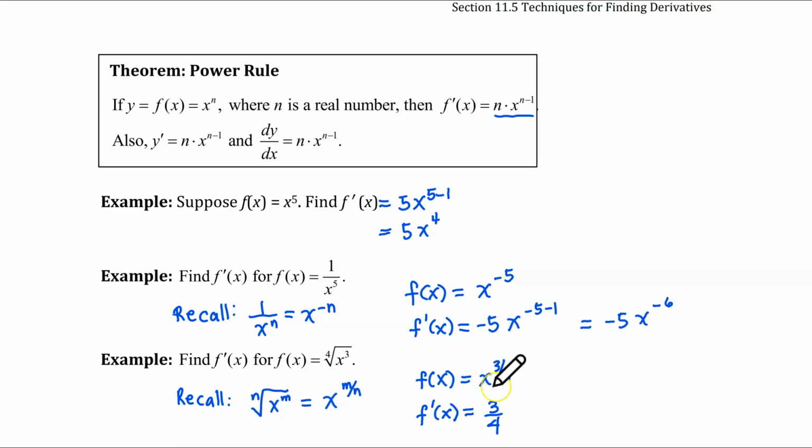Then you multiply that to x, so you copy x here. And then you subtract 1 from the exponent. Then you simplify it. So you have 3/4, and then you have 3/4 minus 1 is negative 1/4. You may input your answer like this in your homework.